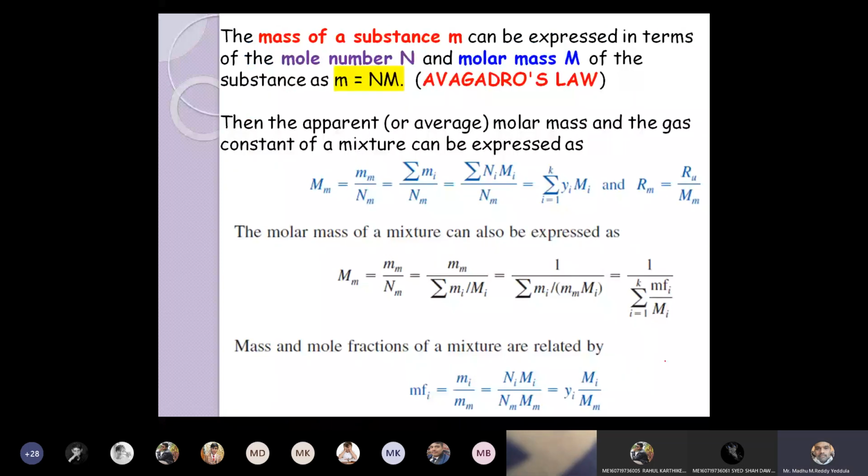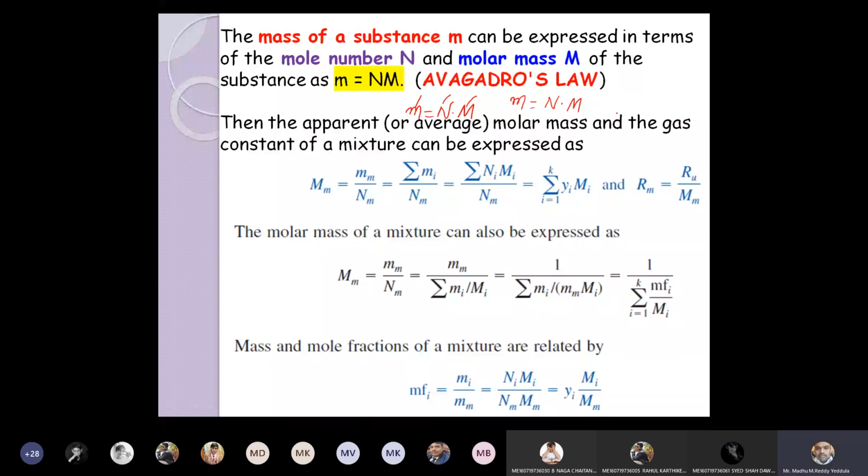Avogadro's law states that the mass of the substance is nothing but the product of the number of moles multiplied by its molecular mass. Mass is equal to number of moles into molar mass. Small m is the mass, as I told, and capital M is the molar mass, or we can call it molecular mass also. And capital N is the number of moles. So this is a very, very important relation: mass of the substance equals number of moles multiplied by its molecular mass.